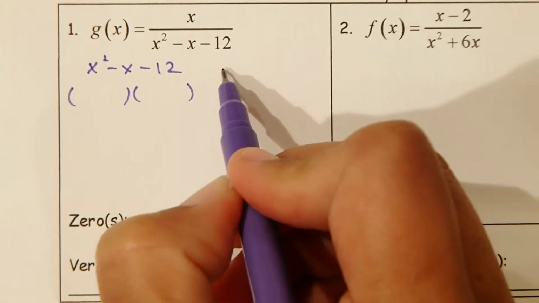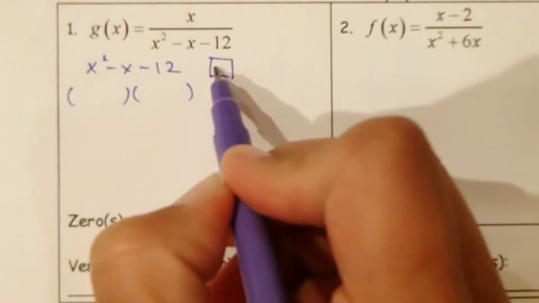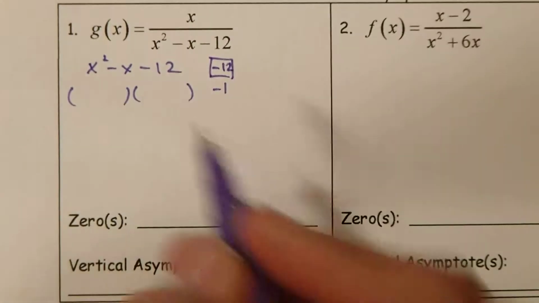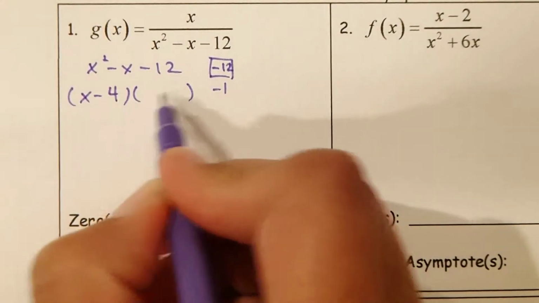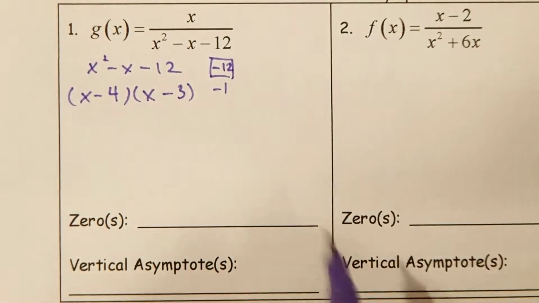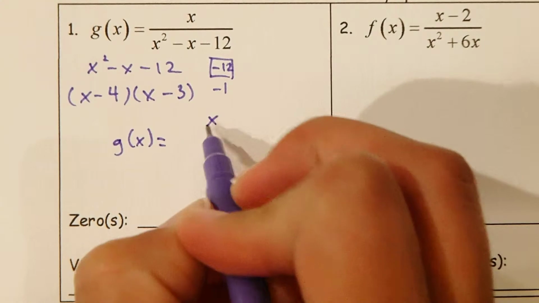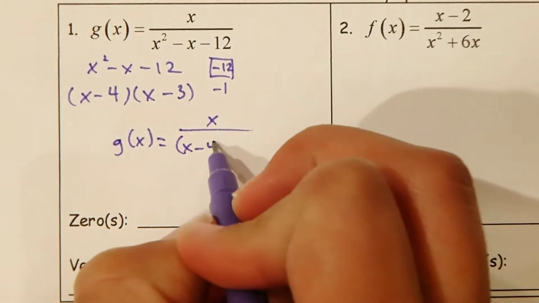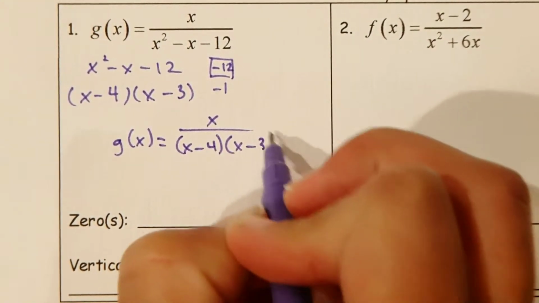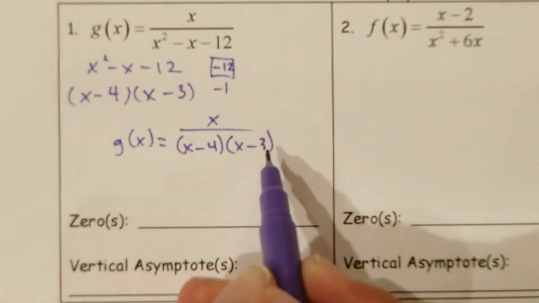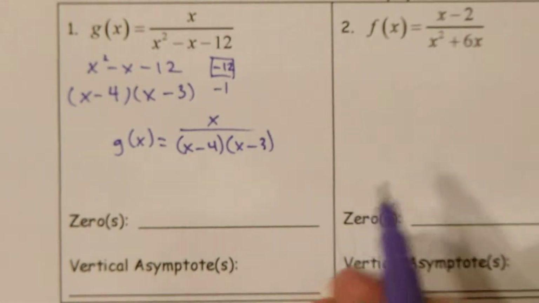So factoring, we need something that multiplies to negative 12 but adds up to negative 1. This is going to be negative 4 and negative 3. So now we can rewrite our function as g of x equals x over (x minus 4)(x minus 3). Now, we can set each one of these equal to 0 in order to find our vertical asymptotes.